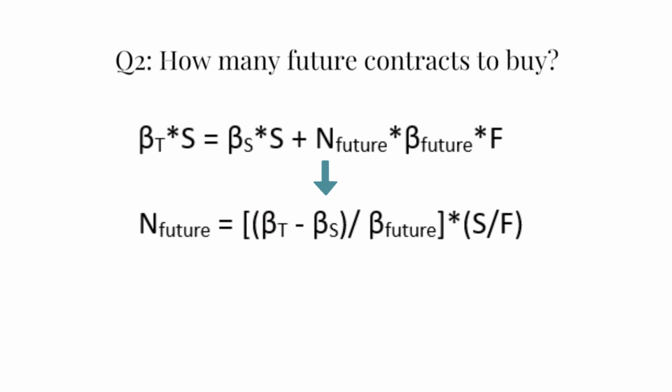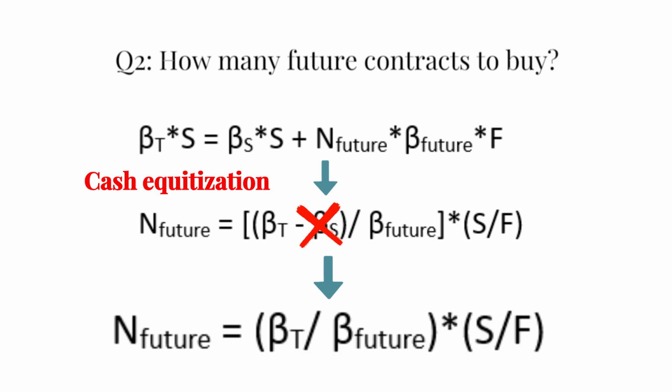In the case of cash equitization, the original beta of the portfolio is equal to 0 because the portfolio consists entirely of cash. So, the equation can be simplified to get the below expression in case of cash equitization.